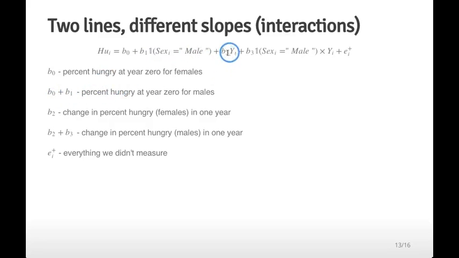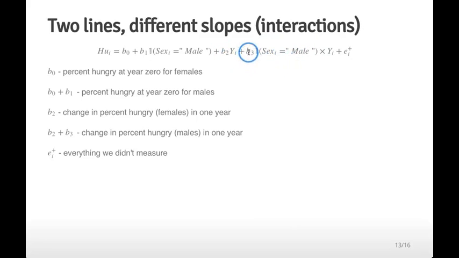And then we also have a term here that's equal to the percent change in hunger for just the females in 1 year. And then if we want to say the percent change in males, well now if you're male, you have this term B2 times Y, but if you're male, this indicator or dummy variable is also equal to 1.